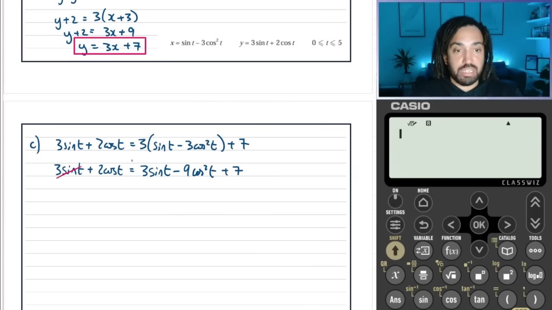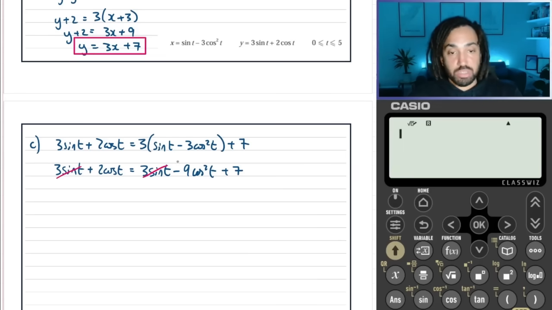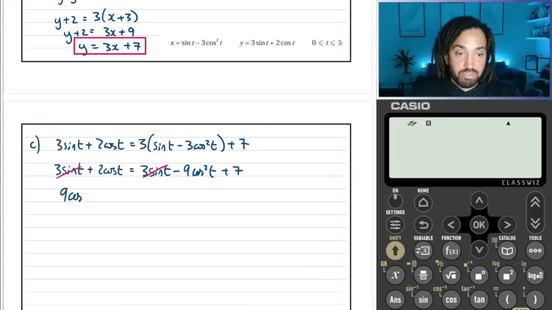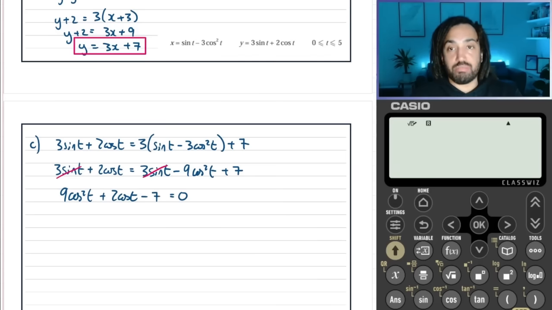So we can cancel 3 sine t from each side, and then we're going to move the 9 cos squared to this side to make it positive, and we're going to keep the 2 cos on that side, and we're going to move the 7 over, and that will make it negative. Okay, and that is exactly what we need to show.